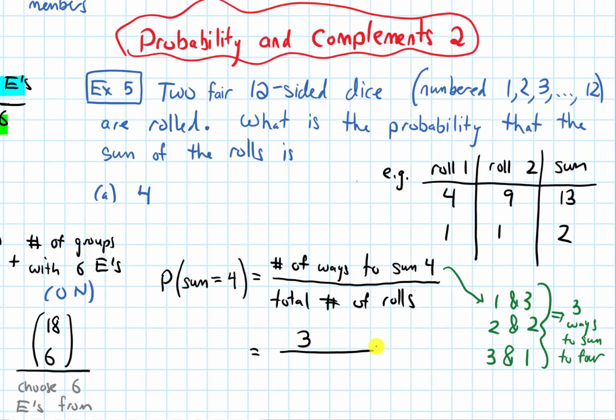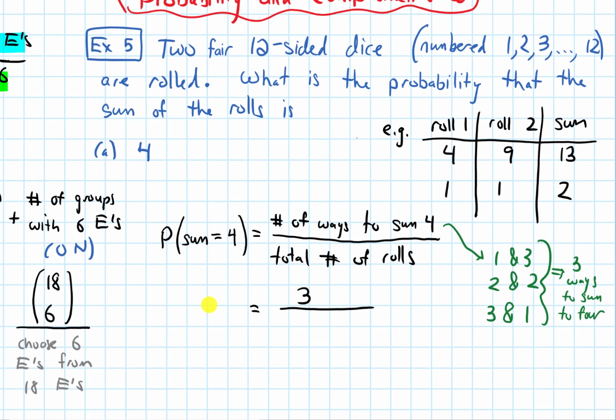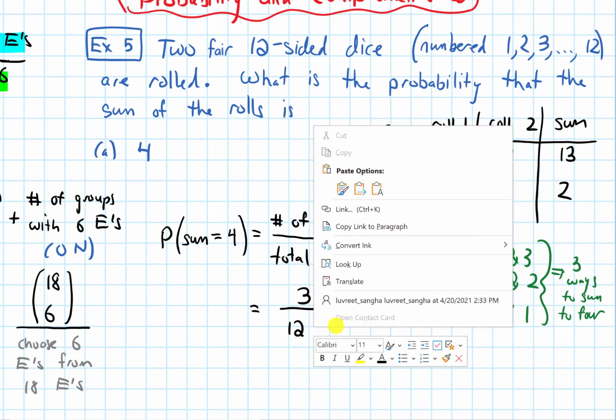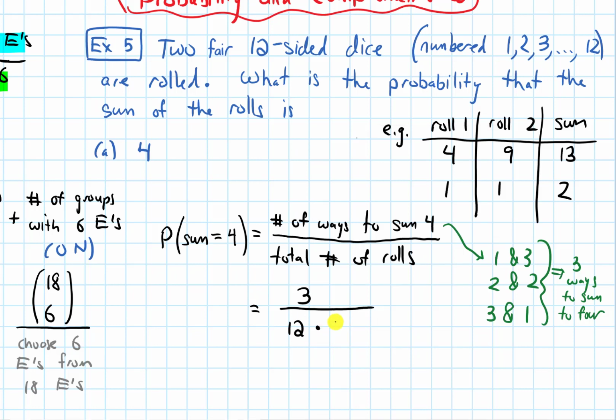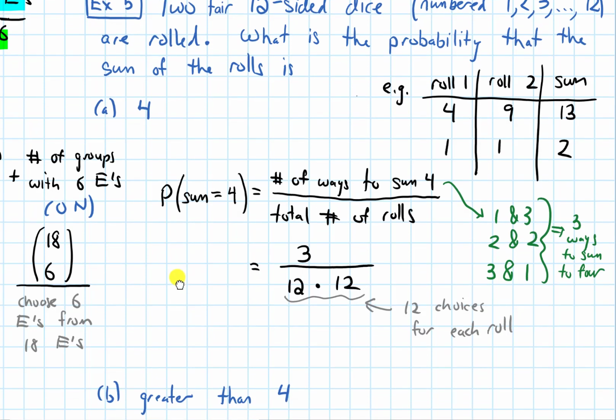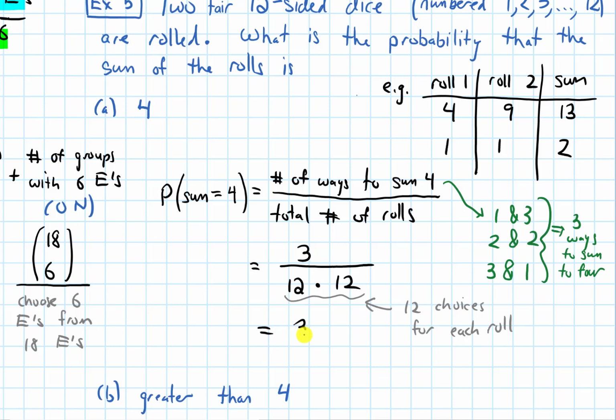And on the denominator, I need the total number of rolls. So there are 12 sides to each of these dice. So there's 12 choices for the first roll, 12 choices for the second roll. And again, this is because there are 12 choices for each roll. And that gives us 3 over 144. And that is our probability.